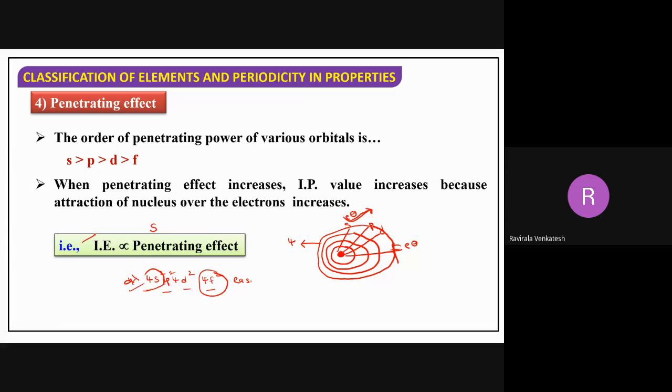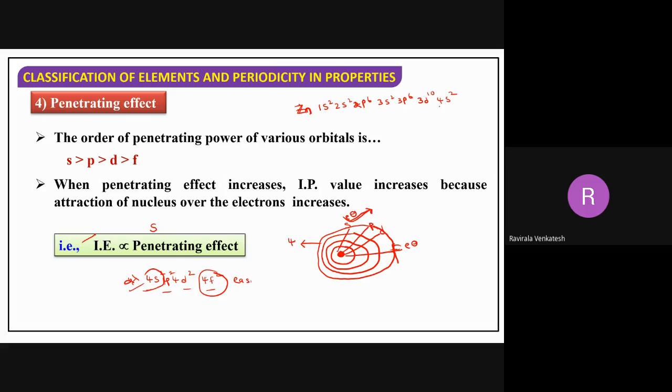Okay, now we get a small doubt. I will explain that one. Let me take zinc. Now the zinc configuration is 1s2, 2s2, 2p6, 3s2, 3p6, 3d10, 4s2. This is the configuration, no?